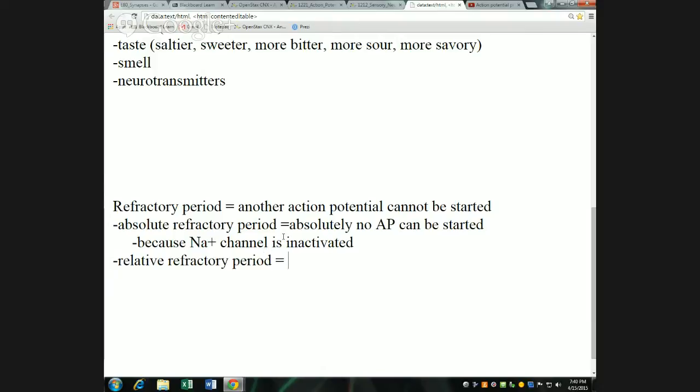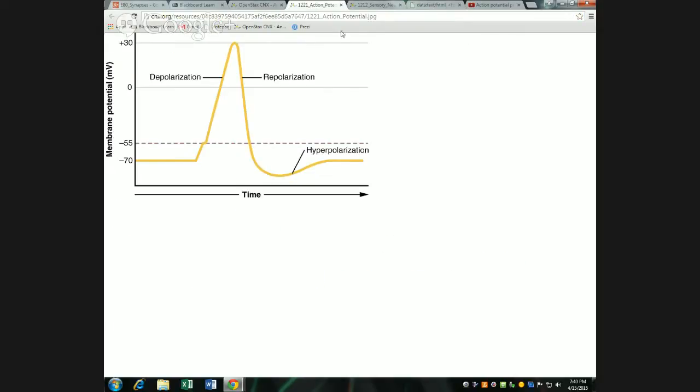Okay. The other one is the relative refractory period, which is where a new action potential requires a stronger stimulus. Okay. And this is because potassium is leaving the cell. So what this is getting at is, oh, let me just talk about this and I'll put it back up on the screen.